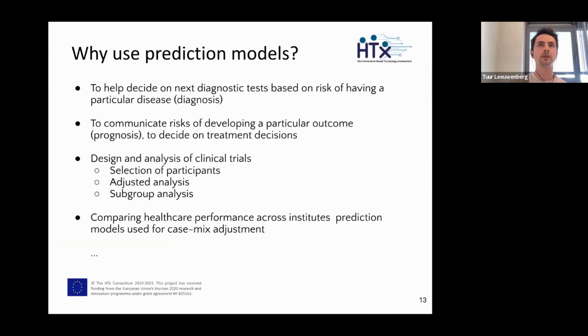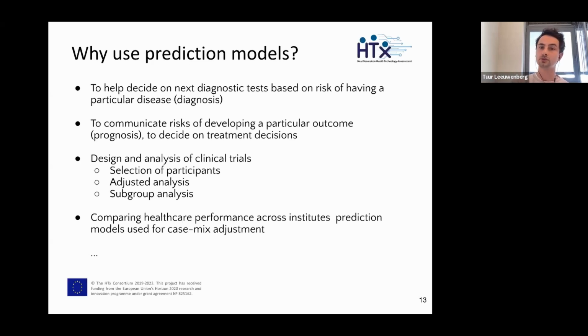So why would you want to use them? Just some examples. To decide whether you want to do a certain diagnostic test. As I mentioned before, if you have a certain test that comes with side effects, then you only want to do this test if you already know that this patient has a fairly high risk of having a certain diagnosis, but you don't want to screen the whole population with a very invasive test, for example.